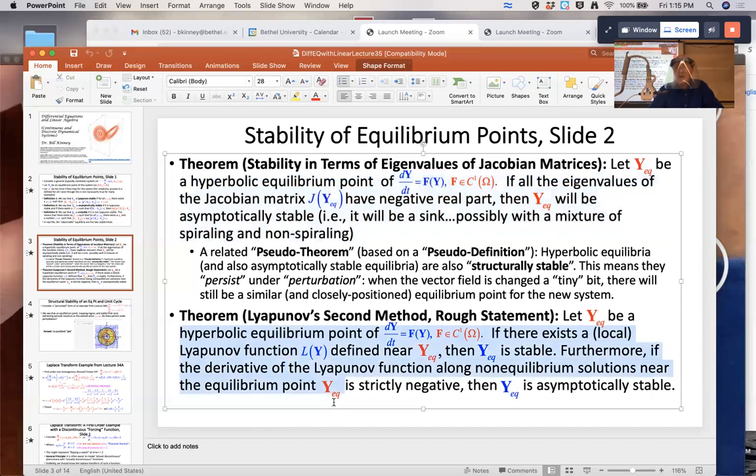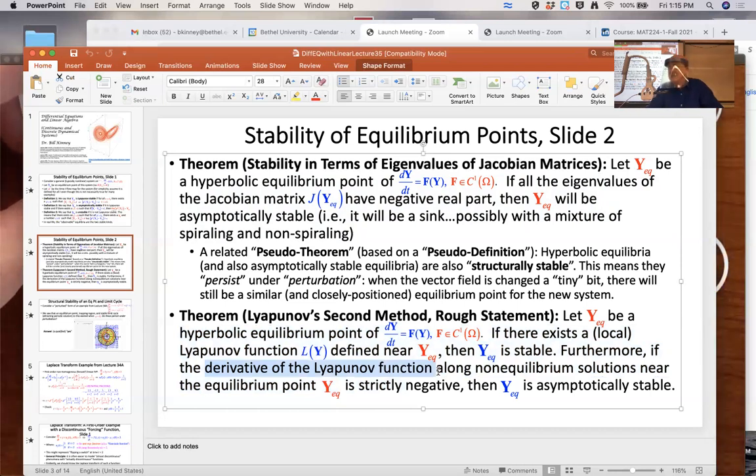This theorem is about Lyapunov functions and how they can be used to detect whether an equilibrium point is stable or asymptotically stable. And it's based on the derivative of the Lyapunov function like we talked about with gradient systems, and whether it's always negative or not.